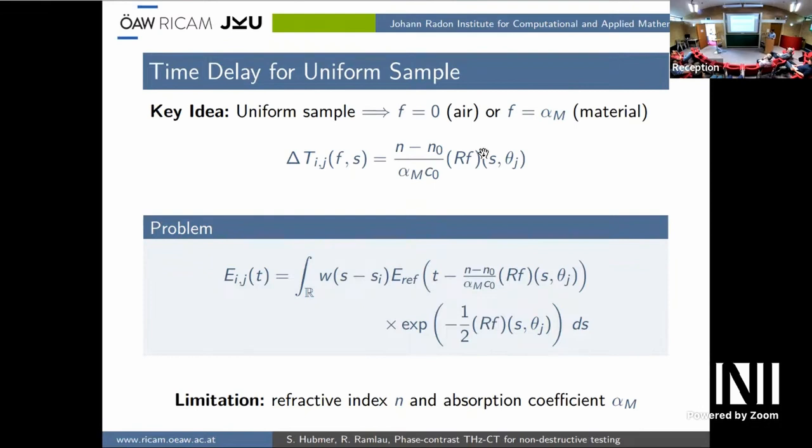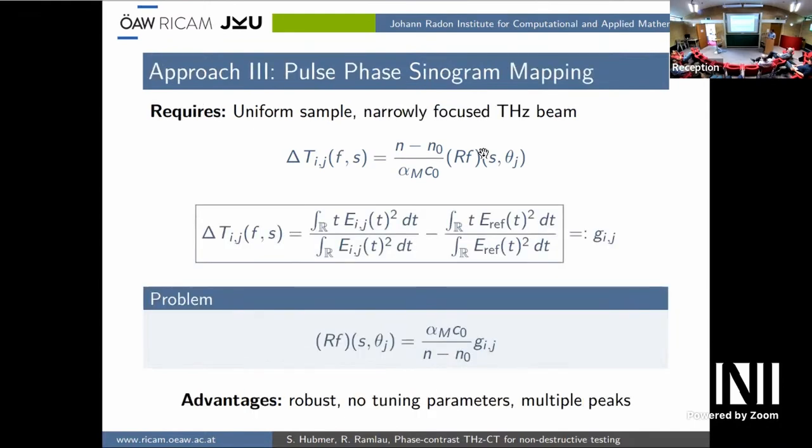We haven't done that because it's a bit annoyingly nonlinear, but if you have a narrowly focused beam, it turns out that you can compute the time shift, and it is exactly related to this time delay of the terahertz signal. So you have two expressions, this for the time delay and this, and you set them equal, and you again end up with a linear inverse problem with the radon transform, where now the right-hand side is a specific time delay quantity. And the good thing is that our physicist said, yeah, I like the time delay because I understand what it does.